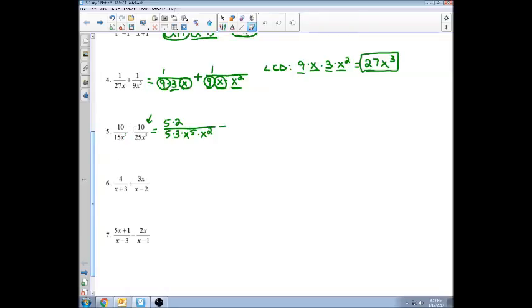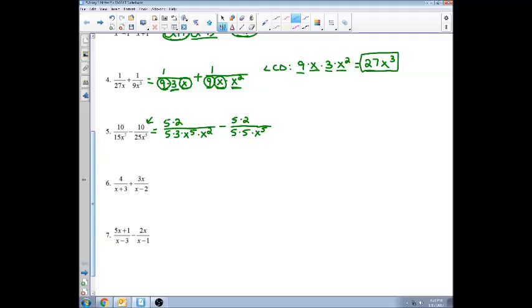My second fraction, I'm looking at just my second fraction now. What can I do with 10? Well, it can be 5 times 2. What can I do with 25? 25x to the 5th. That can be 5 times 5. Again, let's think about how we can break up our x's. In my first fraction, I had an x to the 5th. In this second fraction, I have an x to the 5th. So let's just keep it as x to the 5th. If you would like to break those up into x times x times x times x times x, you can, but you don't need to.